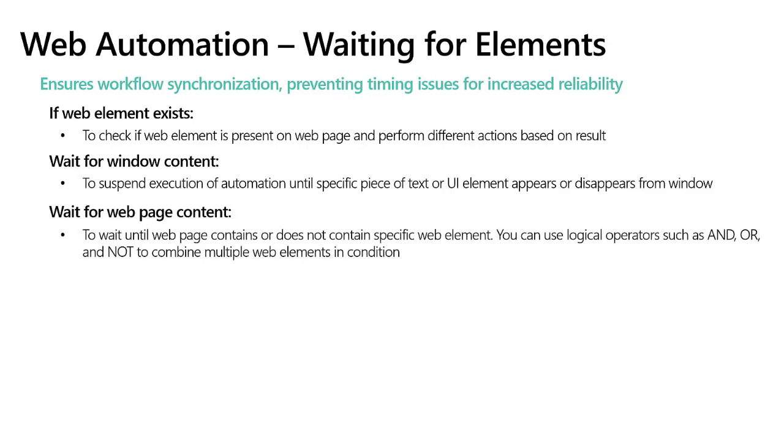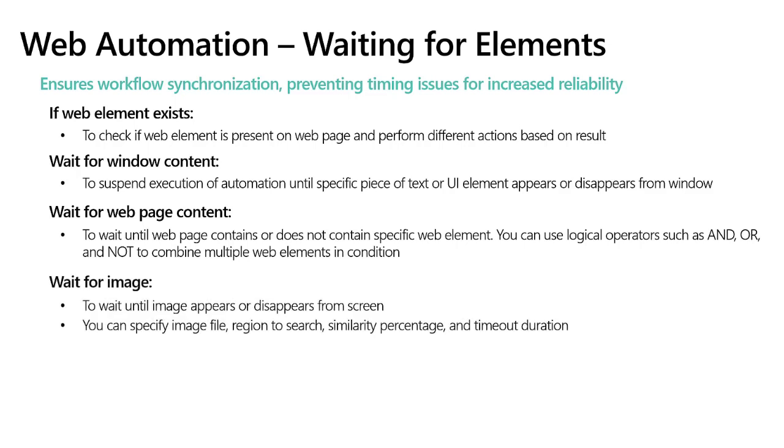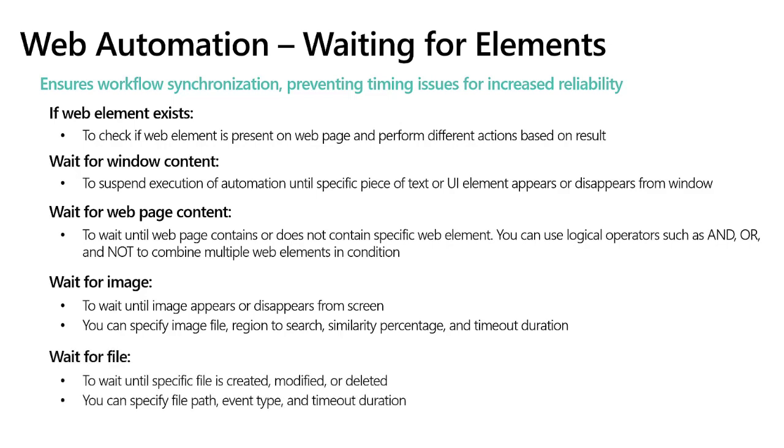Use wait for web page content to wait until a web page contains or does not contain a specific web element. You can use logical operators such as and, or, and not to combine multiple web elements in a condition. Use the wait for image action to wait until an image appears or disappears from the screen. And then use wait for file to wait until a specific file is created, modified, or deleted.